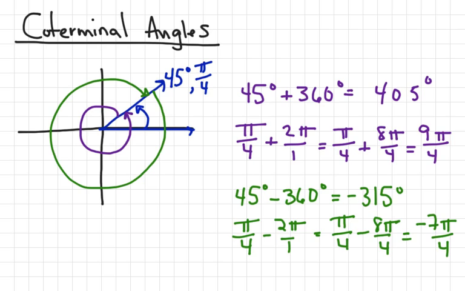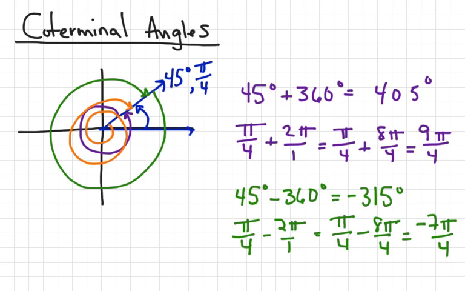Now, this is just an example of two different angles that are coterminal with 45 degrees. There are actually an infinite number of angles coterminal with 45 degrees. I could have started at 45 degrees and gone around once, twice in a circle, in which case I would have added 720, or I would have added 4 pi, or I could have gone the other direction 3 times.